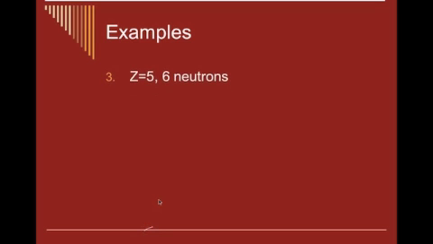Now, 2 more examples. This one tells us that we have Z. Z is the symbol for the atomic number. So we can go ahead and look at the periodic table. Atomic number 5 goes with boron. So we would add 5 plus 6, get our mass number, and then we would have boron-11. Write it in nuclear symbol notation, 11 all over 5, B.